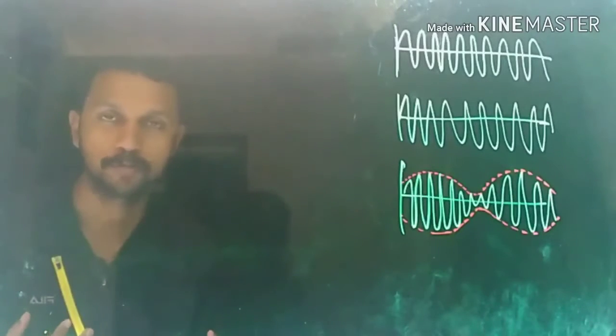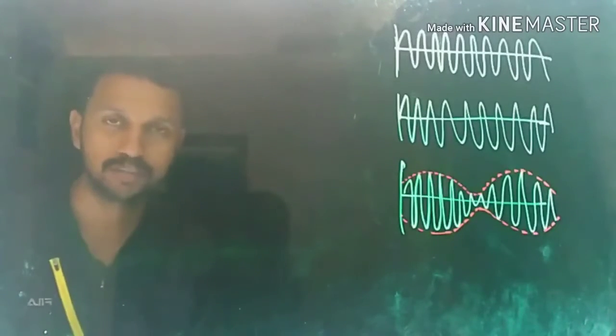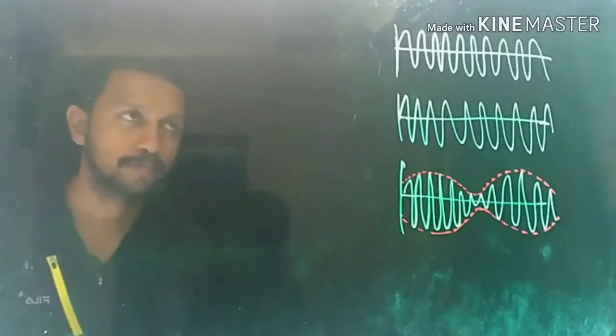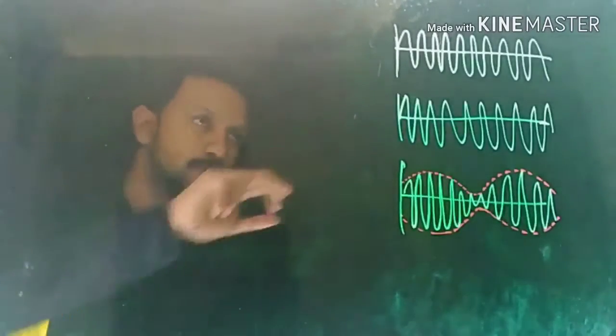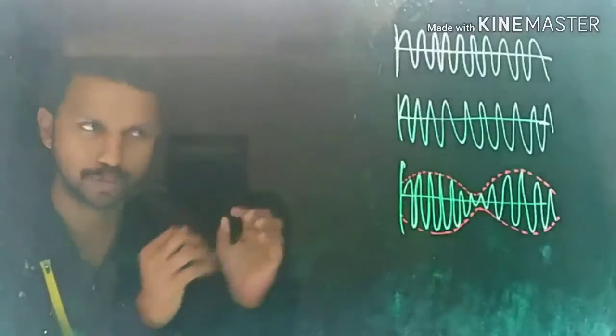I'm going to speak about the topic called beats. It comes in the plus one chapter waves, and beats is formed when two waves of slightly different frequency traveling in the same direction are superimposed.